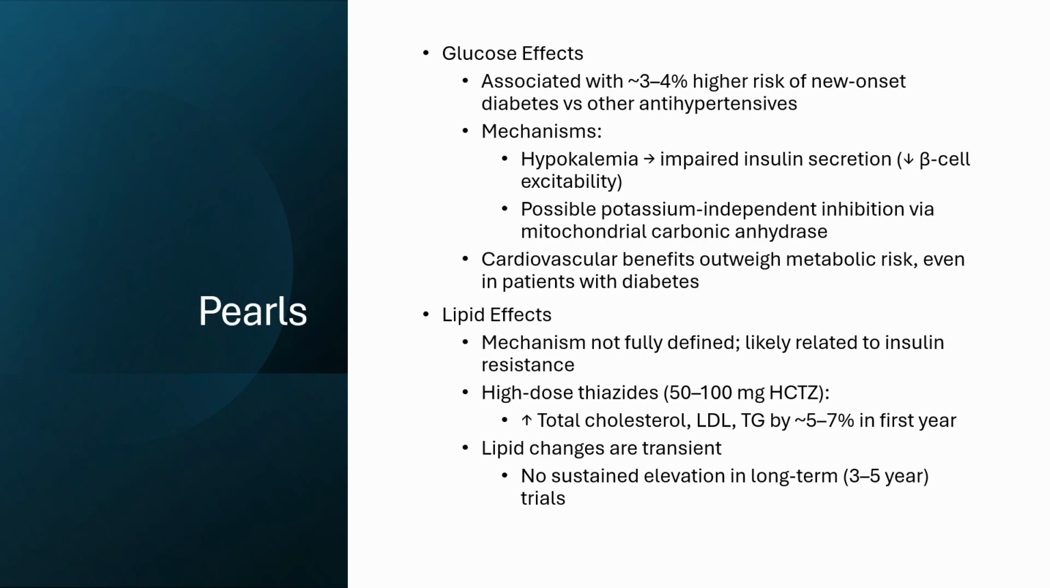Hypokalemia impairs insulin secretion primarily by altering the membrane potential of pancreatic beta cells, reducing their excitability and ability to release insulin in response to glucose. However, recent experimental data suggests that thiazides also directly inhibit insulin secretion through a potassium-independent mechanism involving mitochondrial carbonic anhydrase. Despite worsening glucose control, the cardiovascular benefits of thiazides outweigh the metabolic risks in diabetic patients.